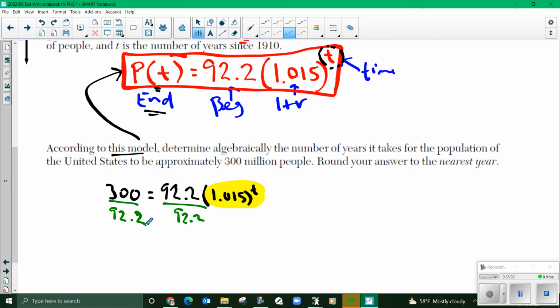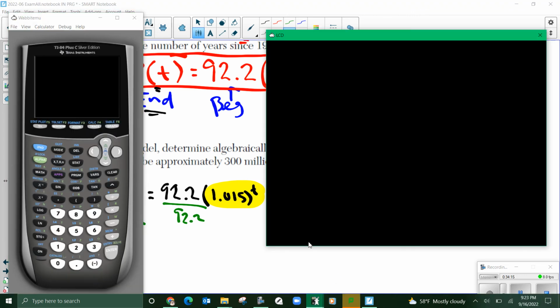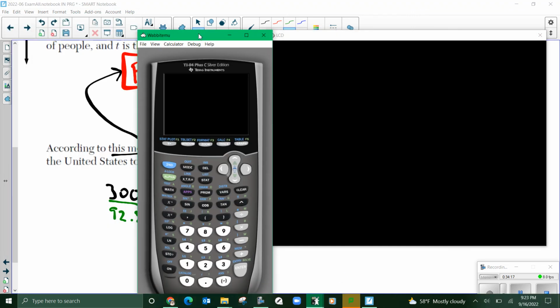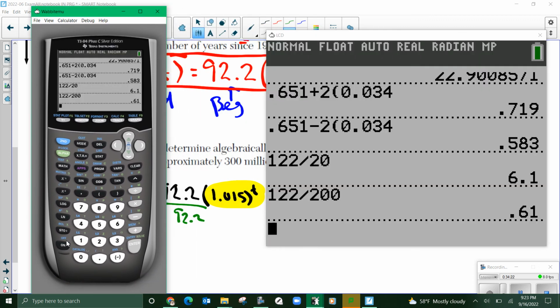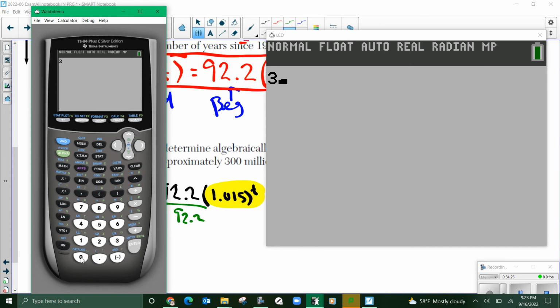And just like one of the previous problems we did, in fact, just like problem 34, I'm going to leave that number in the calculator, and I'm not going to do any rounding until the end. They want us to round to the nearest year here, okay? So let's get out this calculator. Man, this thing has been really super useful. And I'm going to take 300 and divide it by 92.2. Okay, turn this on, clear this out. 300 divided by 92.2. And I'm going to hit enter.